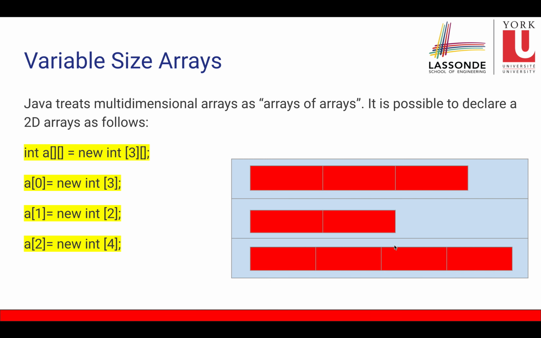When we use this array, you have to be careful. You can't access the third element for the second row. That's going to be an error.